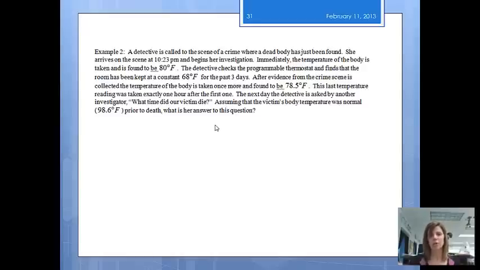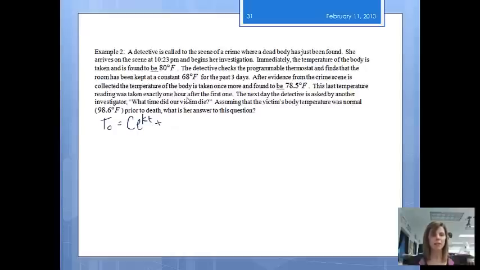So what's the time of death? Assuming that the victim's body temperature was normal at 98.6 degrees Fahrenheit prior to death, what is her answer to this question? So the body is cooling, so we can go ahead and use Newton's law of cooling. So we're going to have the temperature of the object is equal to C e to the kt plus the temperature of the surrounding medium.